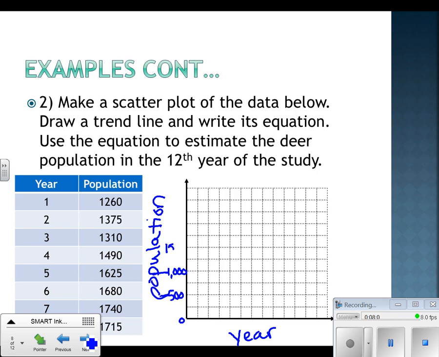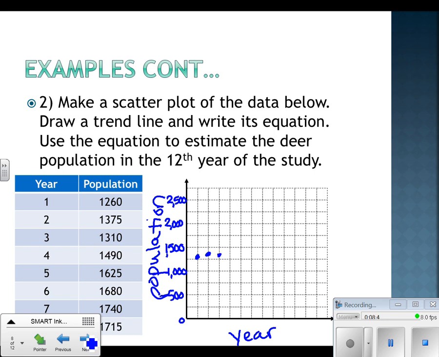So 1,500, 2,000, and then 2,500. So we're going to plot these points here. Year 1, the population would have been 1,260, so right about in here. Year 2, it was 1,375. Year 3, it was 1,310.